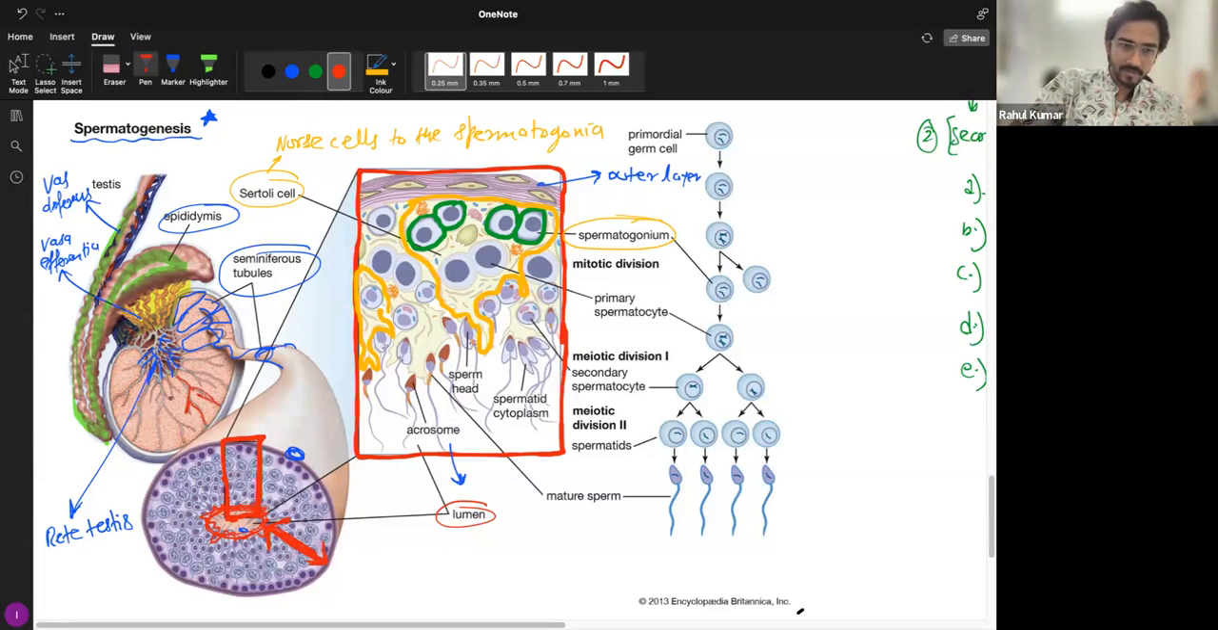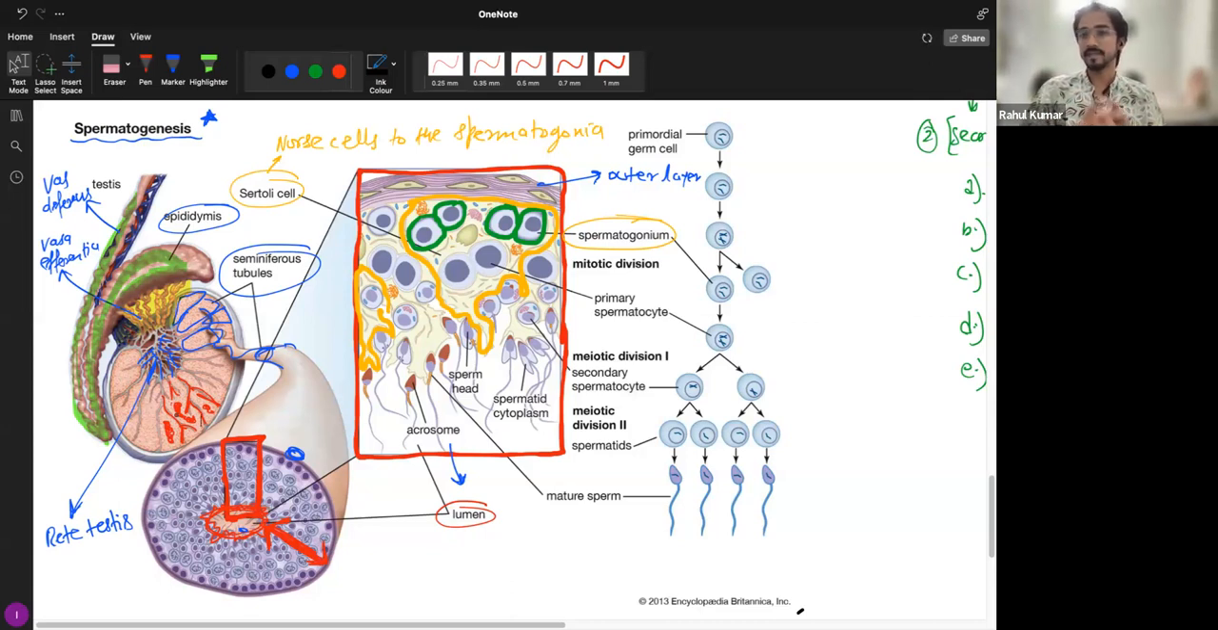Okay, I'm highlighting in red. So these are seminiferous tubules, let's say. But do you see there is a region apart from it, where the seminiferous tubule is not present, like this region? So what is present in this part? Outside the seminiferous tubules and inside the testes, inside that testicular lobule, this part is called interstitial tissue.